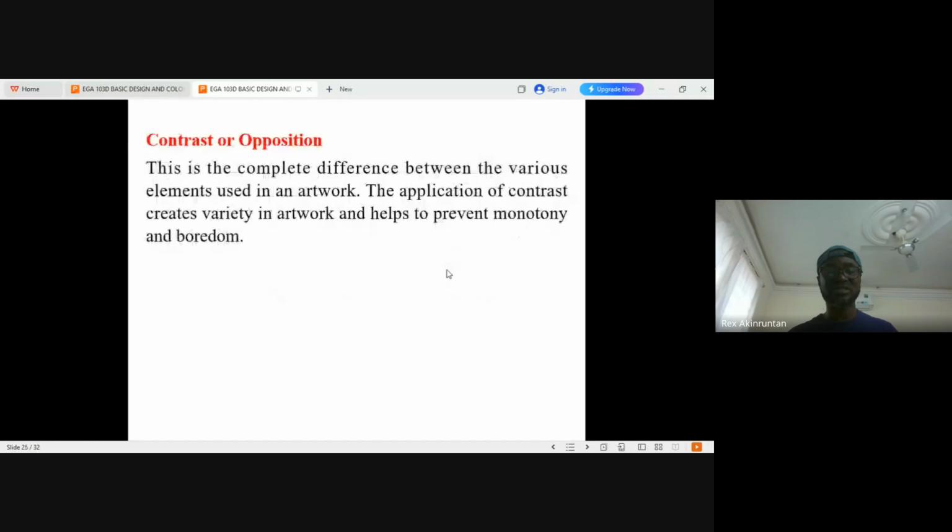So we can move on to the next one, which is contrast and opposition. When we say opposition, it is not contrast. This is a complete difference between the various elements used in an artwork. The application of contrast creates variety in artwork, helps to prevent monotony and boredom. So, for instance, you wear black and white.